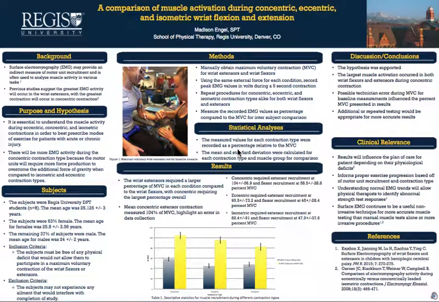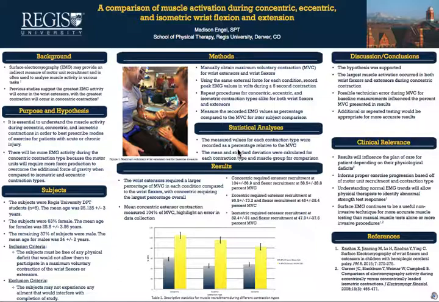Hello, my name is Madison Engel, and today I will be discussing Biomechanics Lab 2, a comparison of muscle activation during concentric, eccentric, and isometric wrist flexion and extension. The purpose of this study was to help us understand how to properly use Surface EMG to prepare us for clinical situations, and also to evaluate different muscle activity in concentric, eccentric, and isometric contraction types.